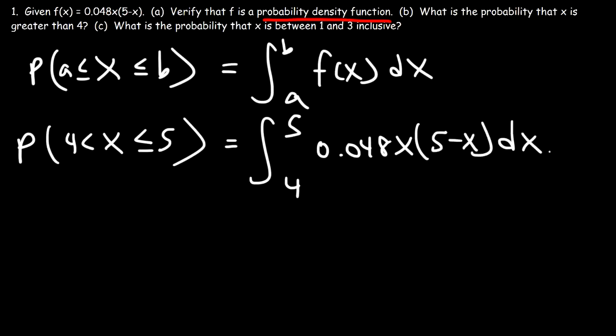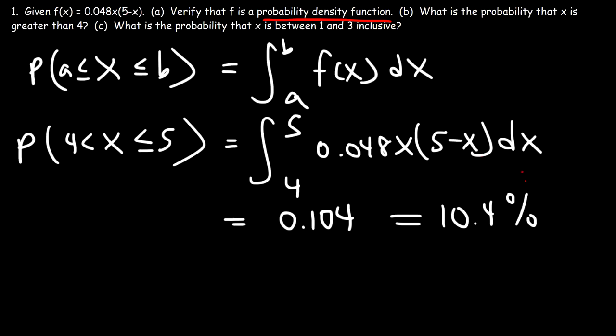So at this point, I'm going to just use a calculator to get the answer. You know how to evaluate the definite integral. And so you should get 0.104. So as a percentage, if you multiply this by 100, there's a 10.4% chance that x is between 4 and 5, or that x is greater than 4.